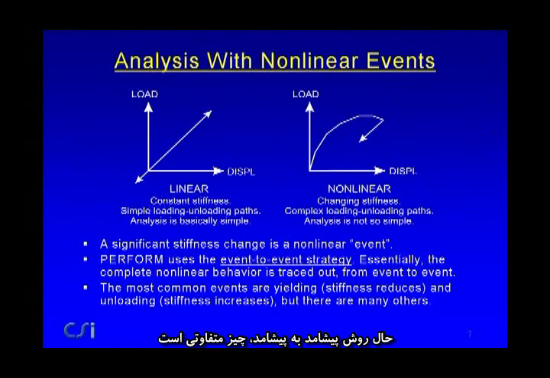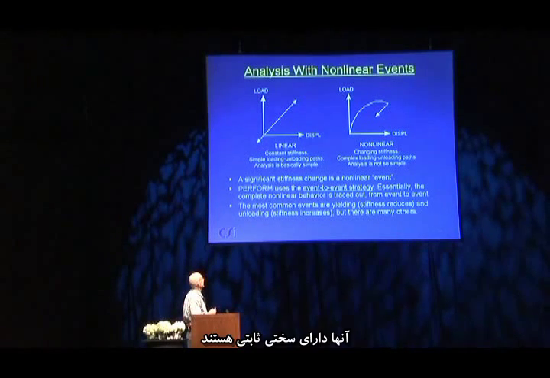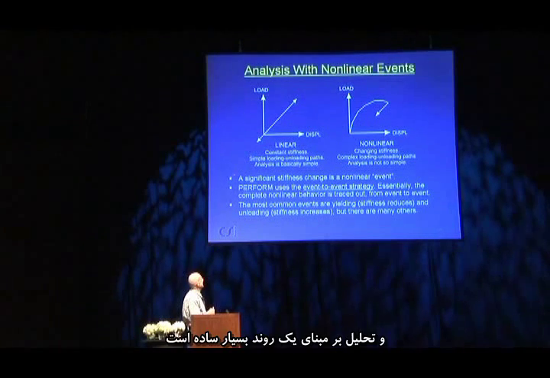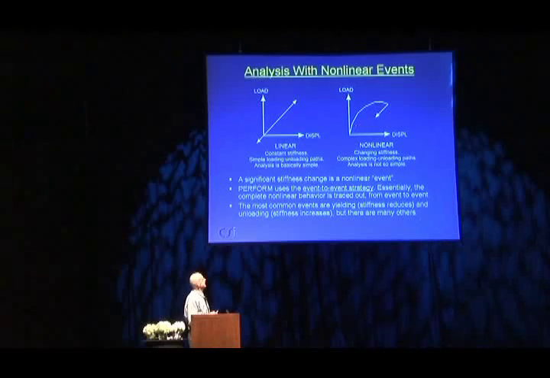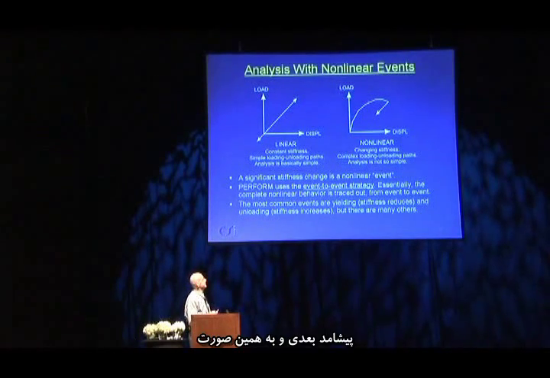Now, event-to-event is something different. If you have linear analysis, it just moves backwards and forwards along this line. So you have a constant stiffness, the loading-unloading paths are pretty simple, and the analysis is basically a pretty simple process. When you have nonlinear behavior, here I've shown a number of linear segments. It's straight, and then the stiffness changes. Here's an event, another event, and so on.